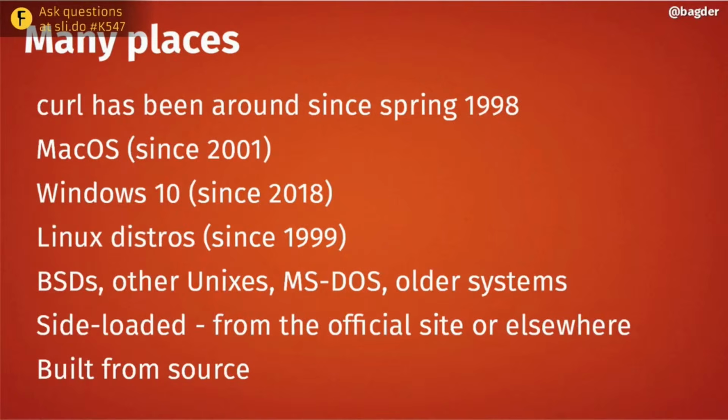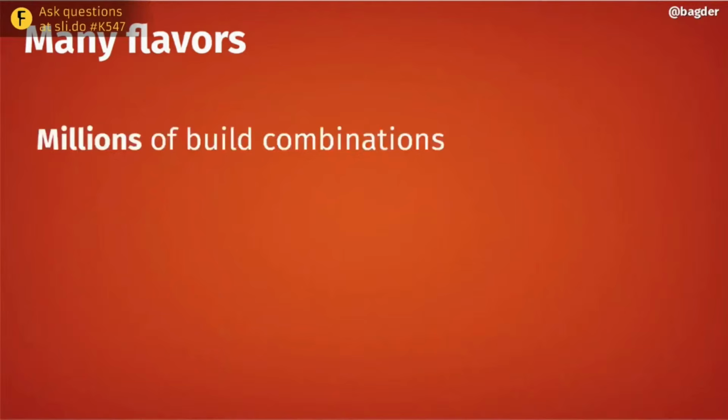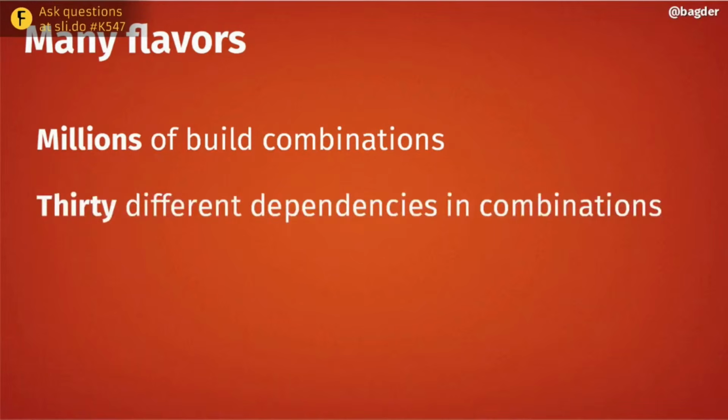And it also exists in a lot of different flavors, right? So there are literally millions, probably billions of build combinations you can select on and off among roughly 30 dependencies, like TLS libraries, libraries for SSH, libraries for compression, libraries for a lot of different things. So any random place you find curl, you may find that they've selected a different set of third-party dependencies that they built curl with, and then it ends up differently.